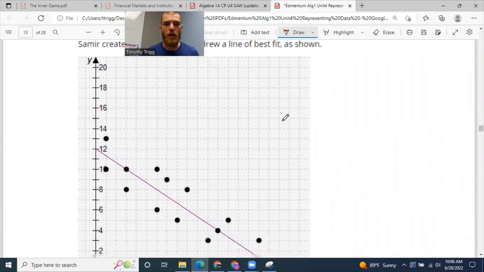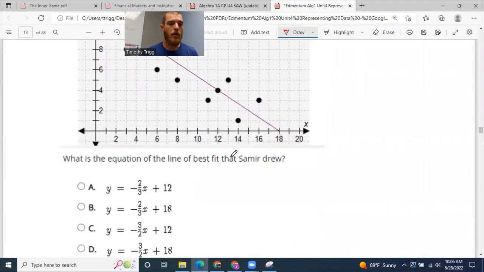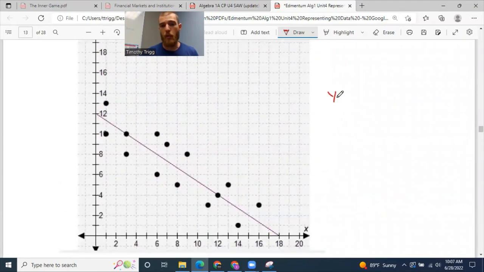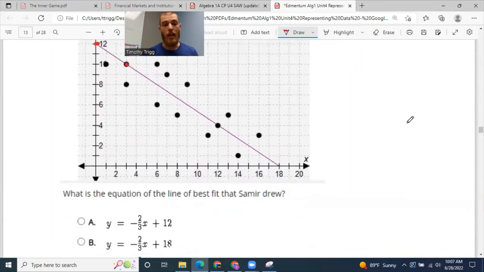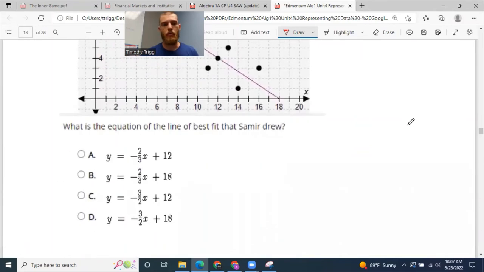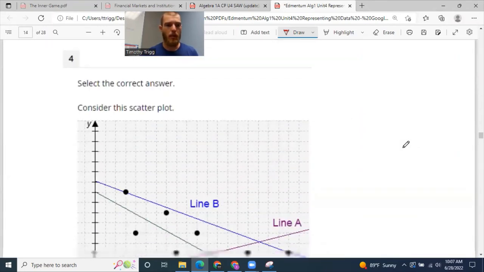Samir created a scatter plot and a line of best fit. Okay, so it's the same as the previous problem. We're writing this in slope-intercept form, y equals mx plus b. So what's the y-intercept in this case? And then for the slope, you can go from this point perhaps to this point. And you can see it's a negative sloping line. So we know it's going to be a negative slope, or a negative correlation, for this set of data.